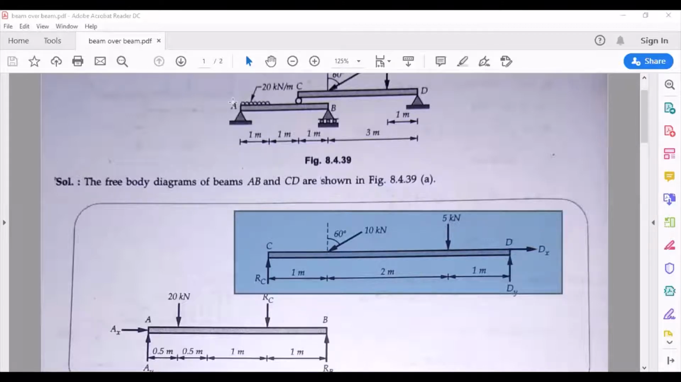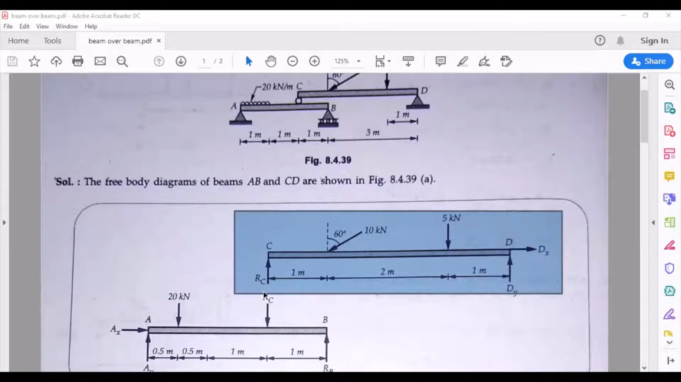Next, you come down to AB. This AB has a hinged support at A and a roller support at B. It has only one loading here, but don't forget that there is one point of contact between beam AB and CD. That is to be shown there.